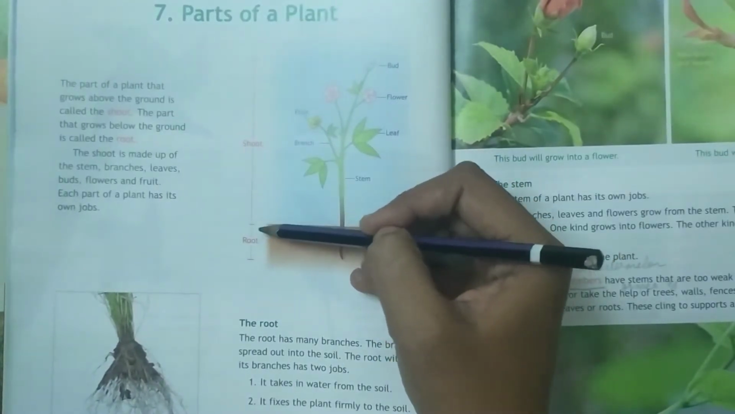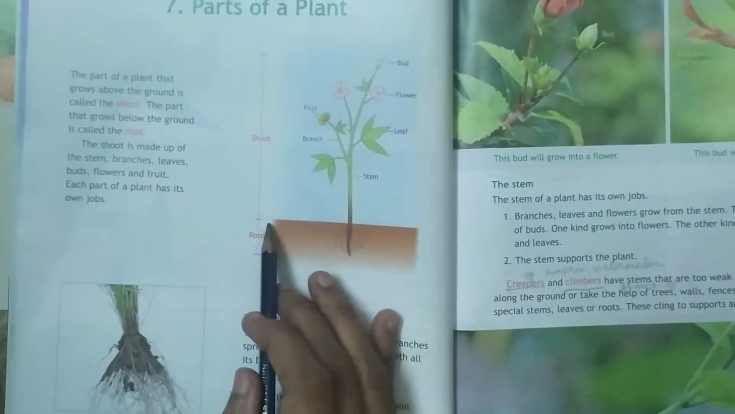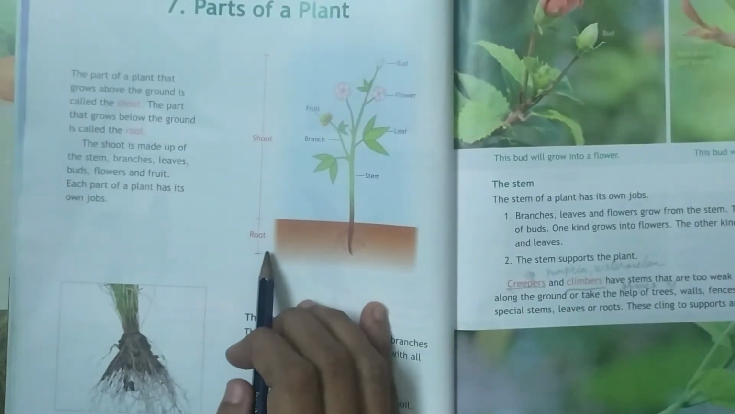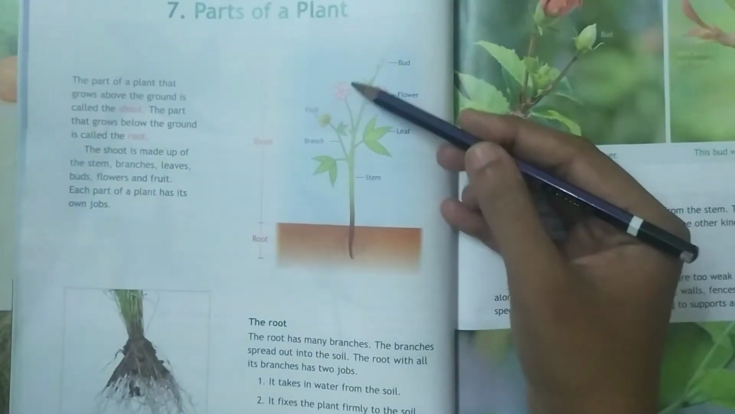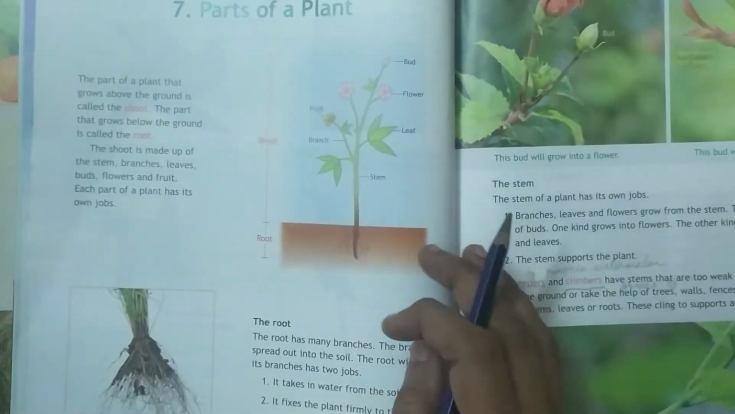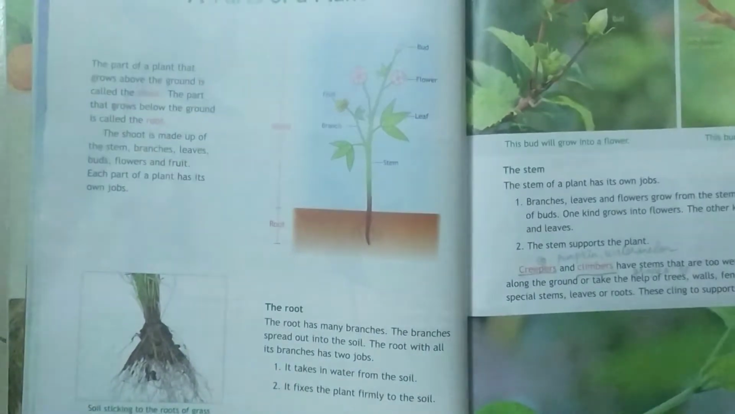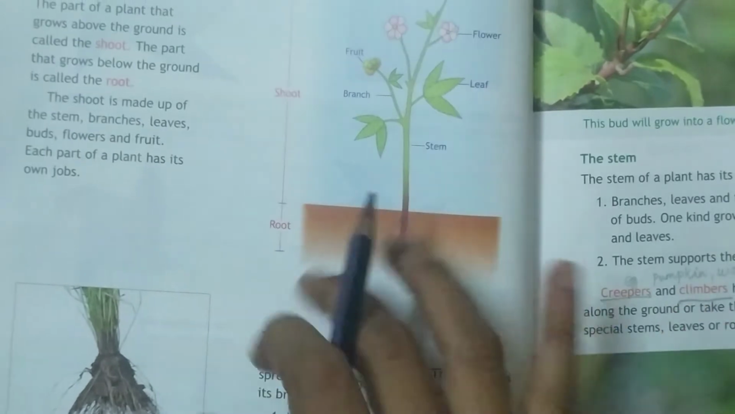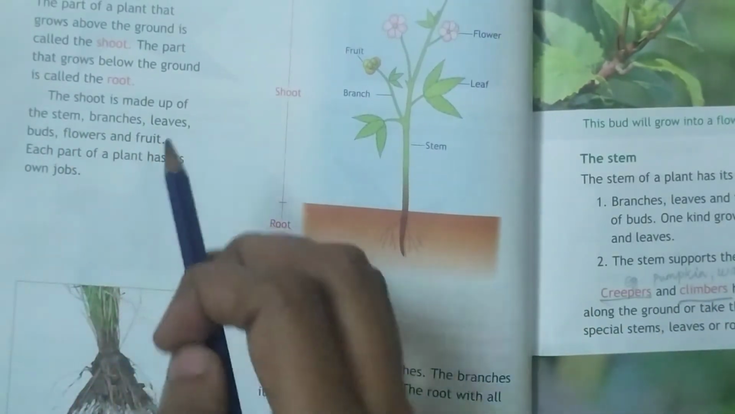What is root? We have learned the part that grows below the ground is called root, and the part of a plant that grows above the ground is called a shoot. The shoot is made up of stem, branches, leaves, buds, flowers, and fruits.